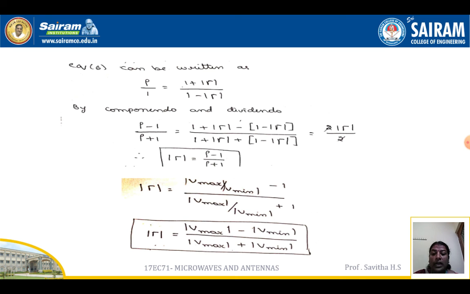Already we know that the standing wave ratio is nothing but magnitude of V max by V minimum. So again substituting here, (V max by V minimum minus 1) divided by (V max by V minimum plus 1). So reflection coefficient is equal to (V max minus V minimum) divided by (V max plus V minimum).